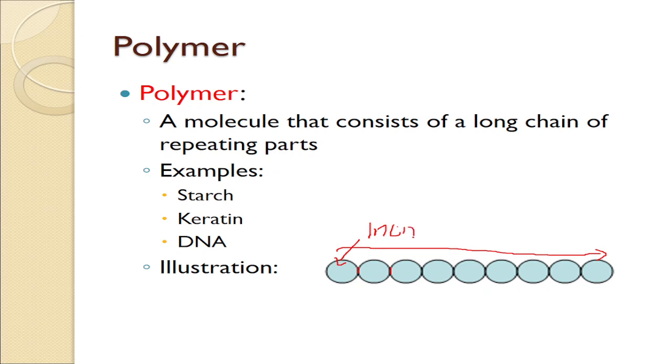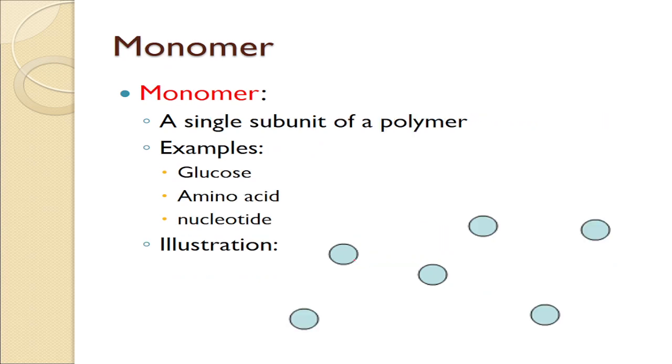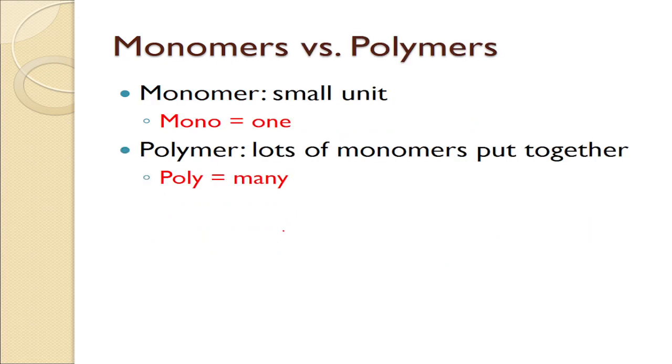Monomer. So that's going to be the monomer right there. A monomer, as I've said, is the subunit of a polymer and they are free, they are not bonded. So here is one monomer. Examples are glucose, amino acid, and nucleotide. So that's the illustration: monomers versus polymers. The distinction is that a polymer is lots of monomers put together, linked by a bond. Mono means one, meaning single.